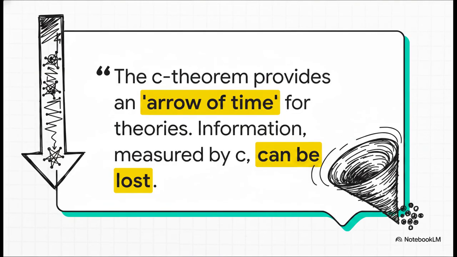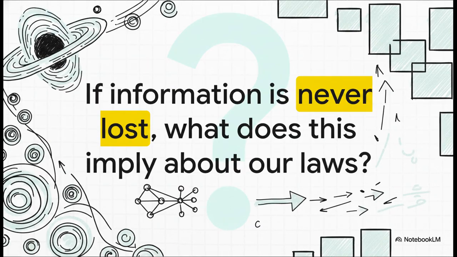This rule is just huge. It means that as you zoom out from any physical system, you can only ever lose complexity. You can never just spontaneously gain it. The flow from complex to simple is a one-way street. And since c is our measure of information in the theory, this means information is lost in our description as we zoom out. It gives us a fundamental arrow of time, not for the universe, but for the space of all possible physical theories. And this leaves us with this really deep and fascinating puzzle.